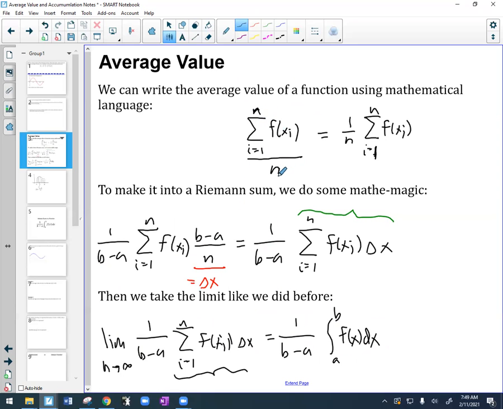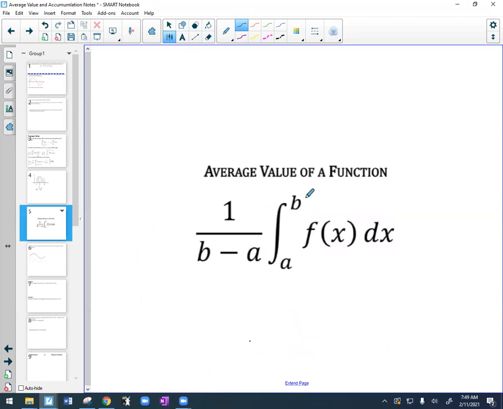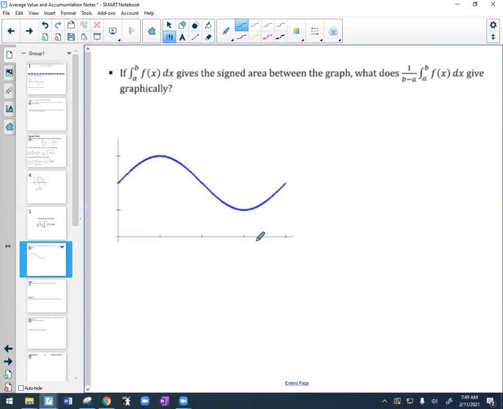What that means is that instead of adding up like 10 or 20 or 30 function values and taking the average, we're adding up literally every function value and taking the average. So average value of a function is 1 over b minus a times the integral from a to b of f of x dx. So we look at this.